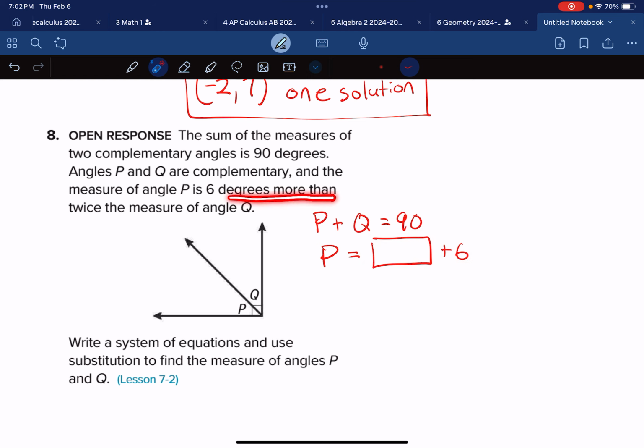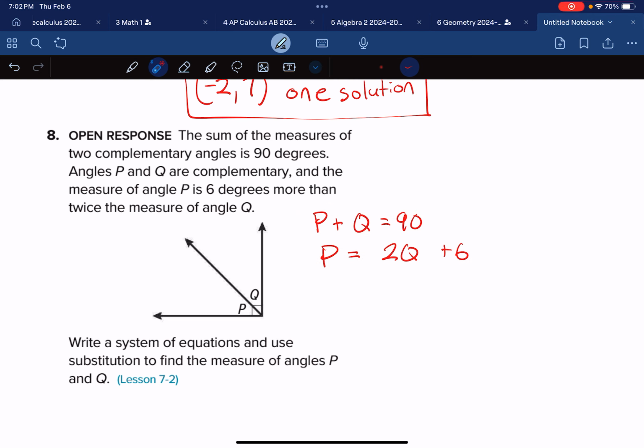So 6 degrees more than, what's the thing that goes in here? Twice the measure of angle Q. Twice always means times 2. So times 2 the Q. That's what goes in this box right here. So my second equation is P equals 2Q plus 6, which makes sense when I read the question again. 6 degrees more than twice of Q. Okay, I have my system of linear equations.